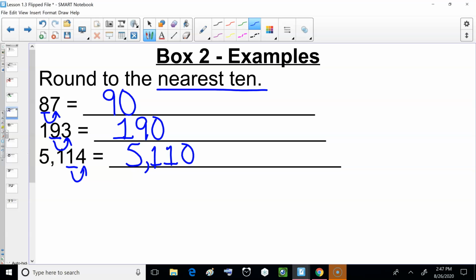So now you have examples of how we've rounded thousands, we've rounded to tens, and we've rounded to the nearest 100. So you have those examples to use and reference.